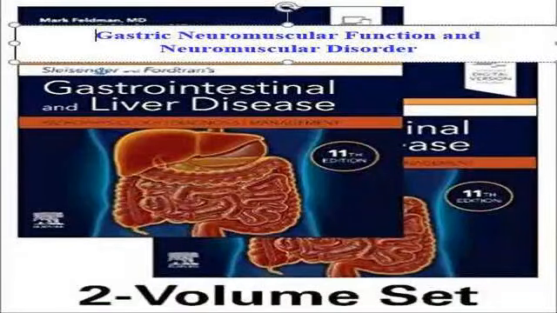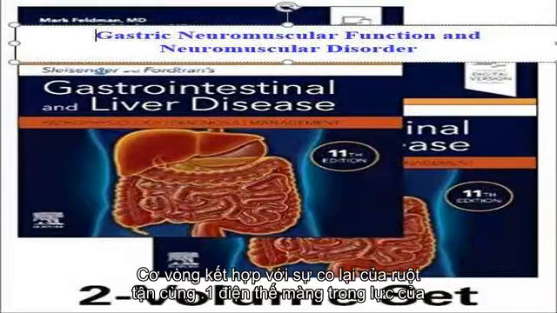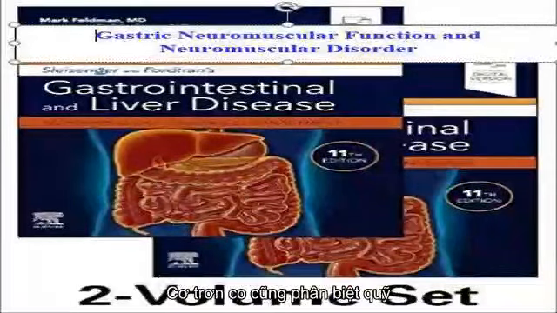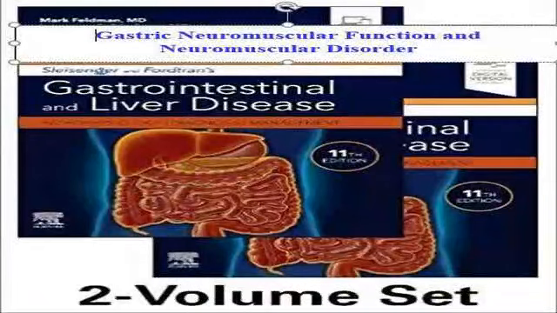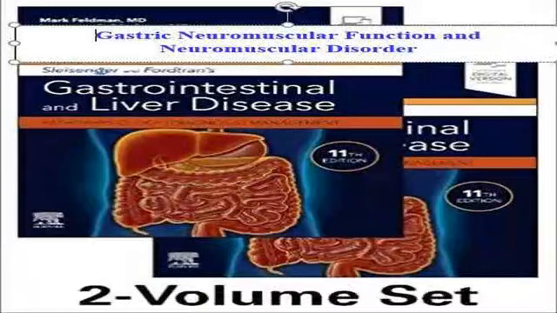At the pylorus, the plateau potentials have long durations with superimposed action potentials that result in closure of the pyloric sphincter in conjunction with the terminal antral contraction. The membrane potential and the force of smooth muscle contraction also distinguish the fundus, corpus, and antrum, Fig. 50.4. The resting membrane potential of the fundus is approximately -50 mV and produces the sustained contraction and the resting tone of the fundus.